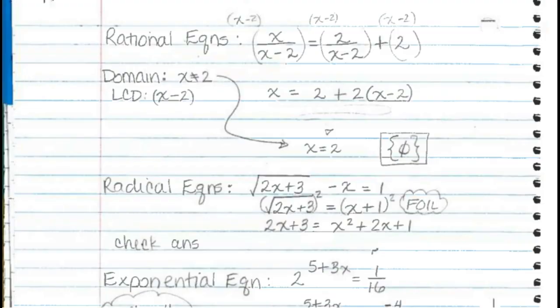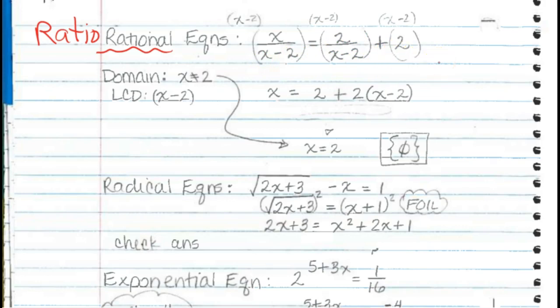Continuing on the next page, we see that we're going to talk about solving rational equations. Remember, the word rational comes from the word ratio, which means that we're looking at fractions. So our original equation is x over x minus 2 is equal to 2x over x minus 2 plus 2.